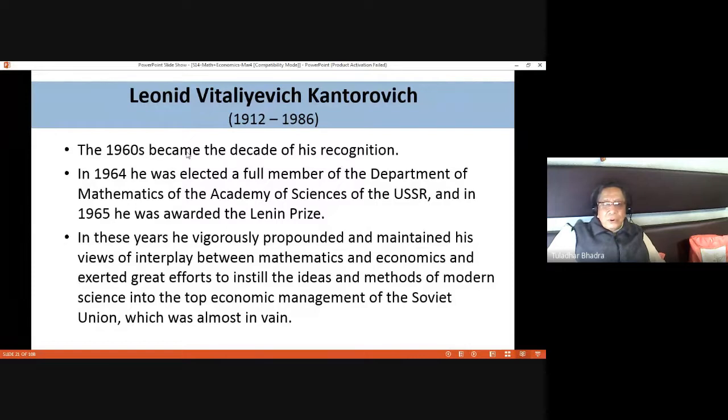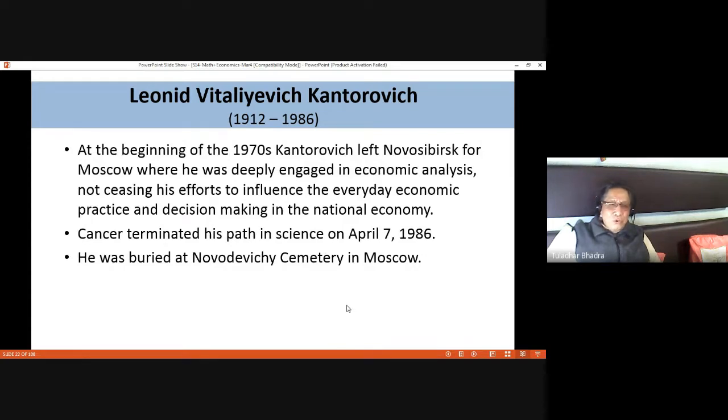So, the 1960s became the decade of his recognition. In 1964, he was elected a full member of the Department of Mathematics of the Academy of Sciences of the USSR. And in 1965, he was awarded the Lenin Prize, a special prize given to prominent people at that time. In these years, he vigorously propounded and maintained his views of the interplay between mathematics and economics, and exerted great efforts to instill the ideas and methods of modern science into the top economics management of the Soviet Union. It was almost in vain, but the Russian school made use of this application.